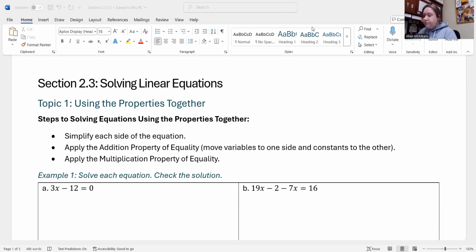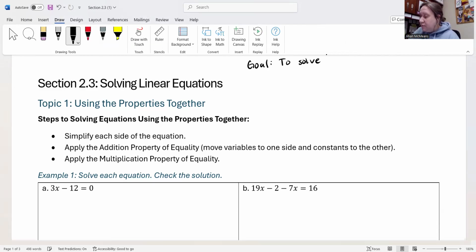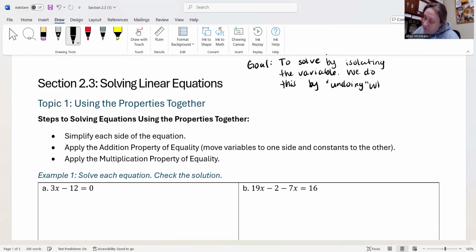First of all, our goal is to solve by isolating the variable. We do this by undoing what has been done to the variable.